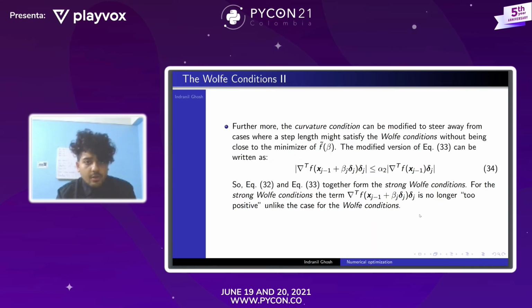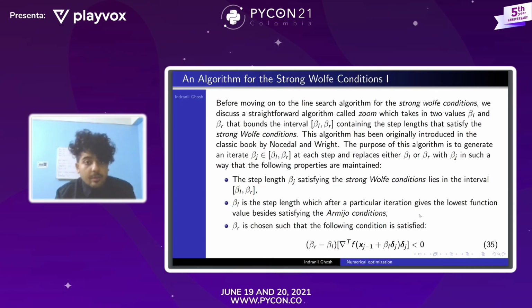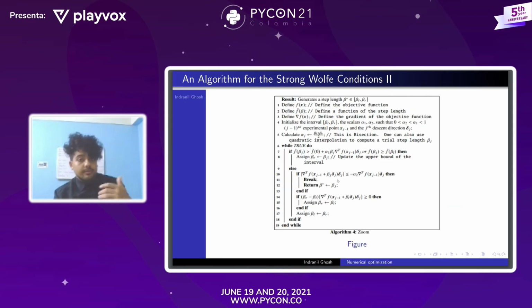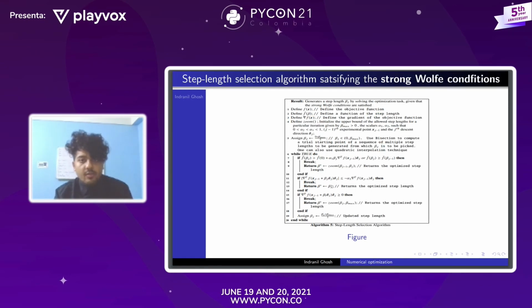Nocedal and Wright also define a very useful algorithm called the zoom algorithm that's used in the step length finding algorithm. So please go ahead and look into this. The slides will be available.